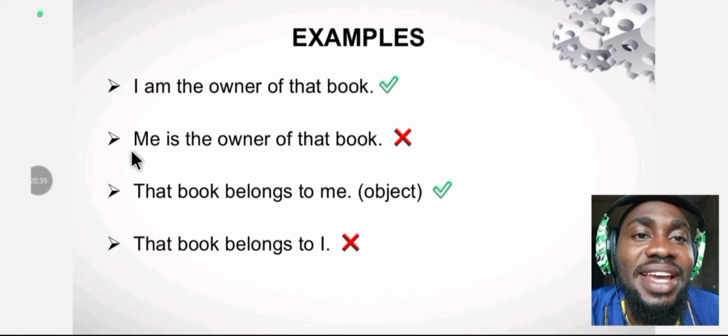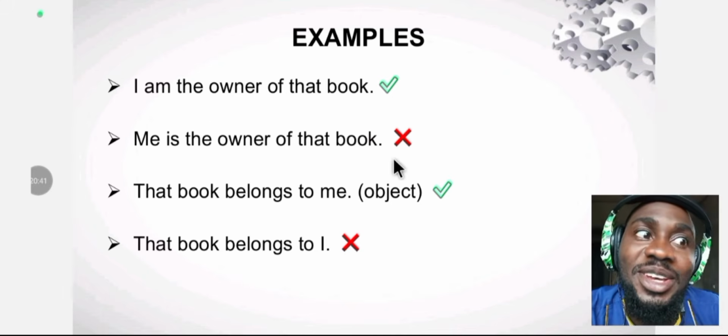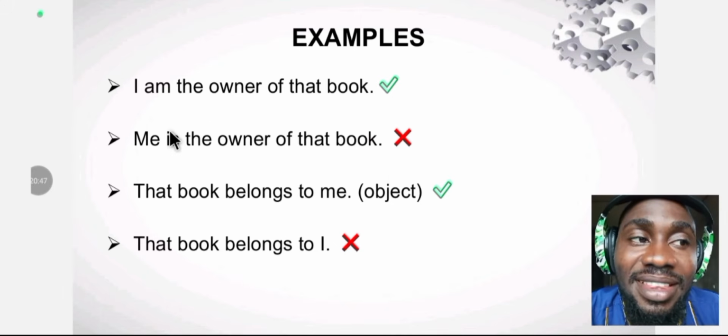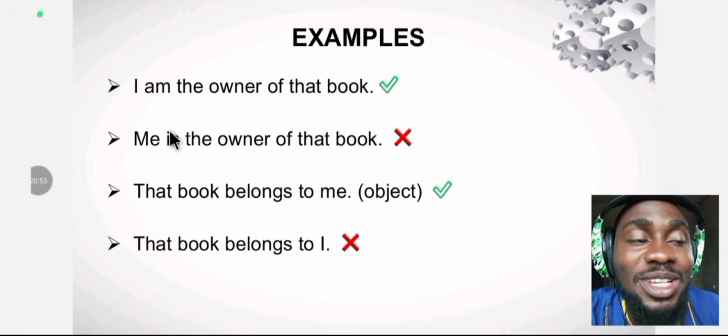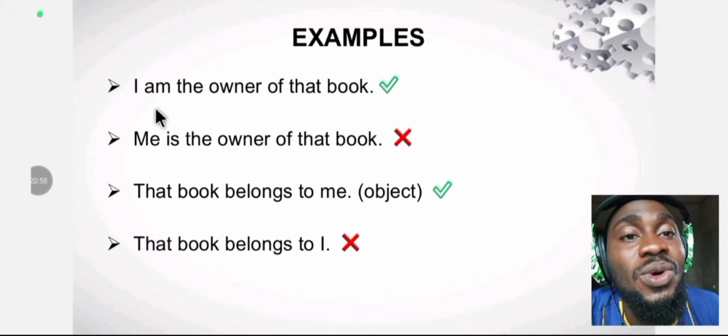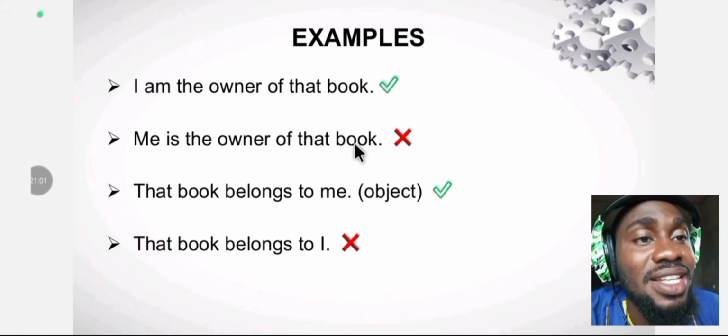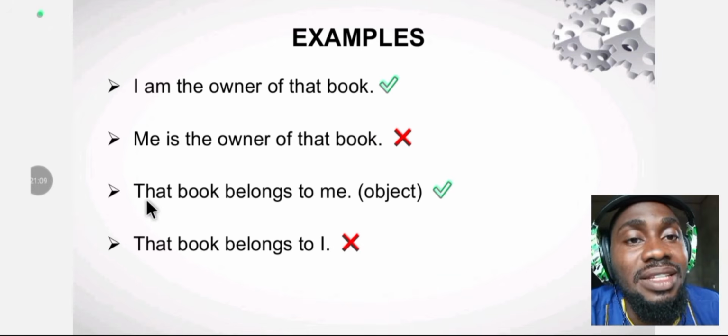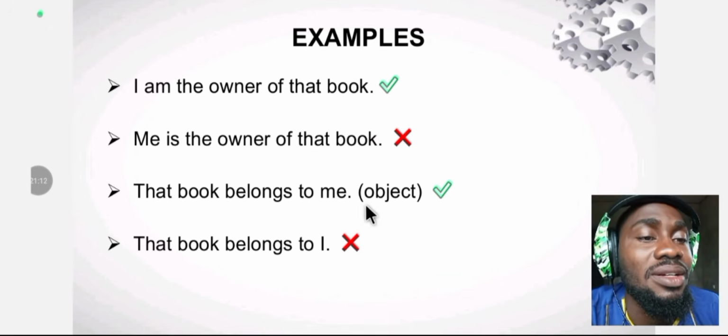Next example here is "me is the owner of the book." You see why this sentence is wrong? Because me is supposed to occupy the object position, and it's not in any way a miss. It's not missed in position occupation, okay? So me made this statement wrong, okay? Because me should be on the what? Object position. The next example, "that book belongs to me," which is correct.